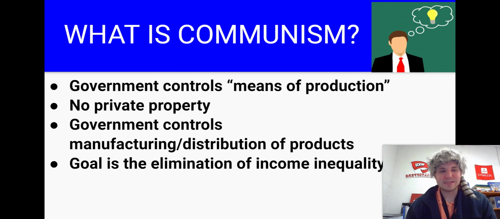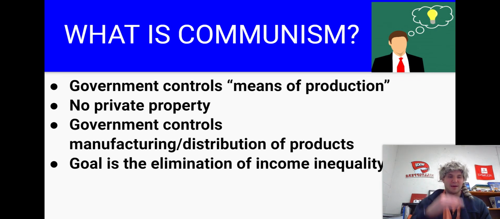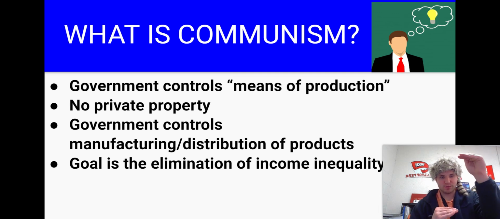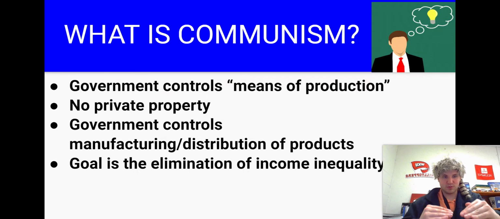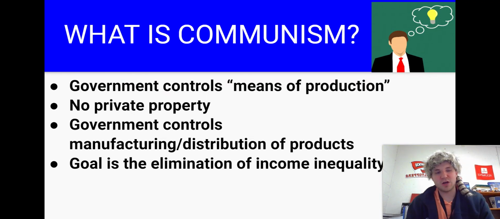Ultimately, in an idealistic communist society, the goal is to eliminate the income gap. In other words, to eliminate the gap between the really poor and the really rich, and basically get everybody to simmer down to an even level. That's the idea of communism. Everybody is given enough to survive, but they're not thriving.